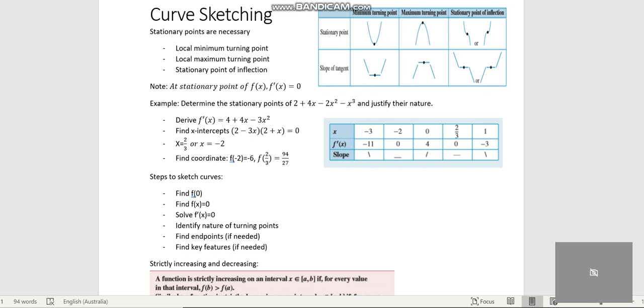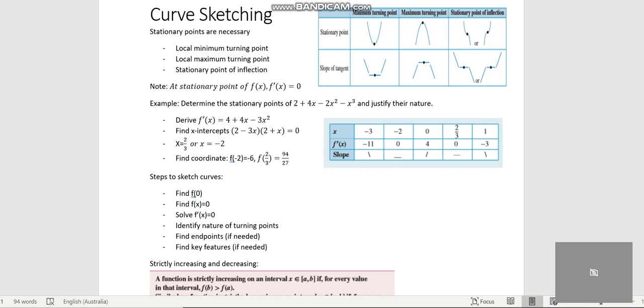After doing the algebra, you get 2 minus 3x and 2 plus x, so x equals 2 over 3, or x equals minus 2. You find the coordinates of that. So you go to the function f of negative 2, which is 6, and f of 2 over 3, which is 94 over 27. Those are the coordinates.